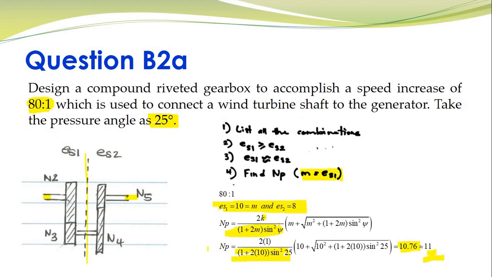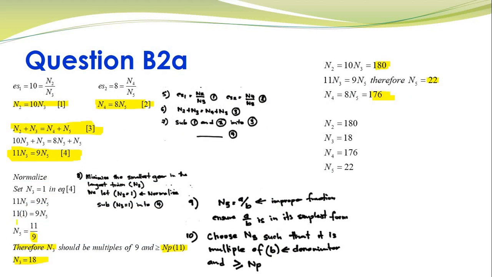The trick is to understand how you calculate your NP. NP is always rounded up to the next integer, not the nearest. So this is a very important point over here. And finally, in this stage, once you normalize and you get N5 equal to A over B, ensure that A over B is in its simplest form. Then, whatever denominator you get, that's the multiple that you're looking at, and in addition to that, your N3 has to be a multiple of 9 in this case, and also greater than NP, which was 11.